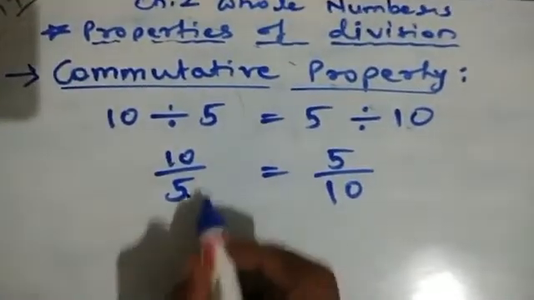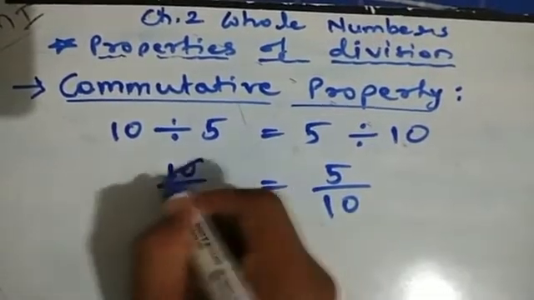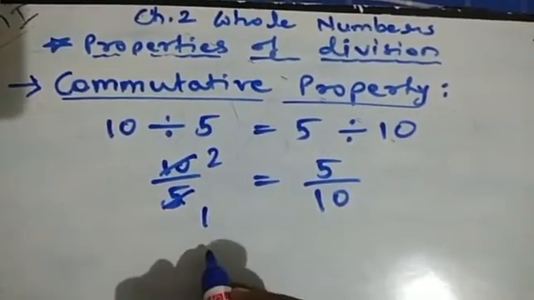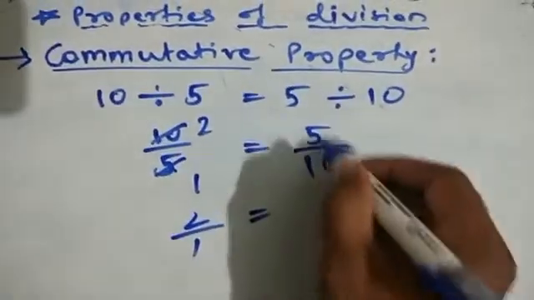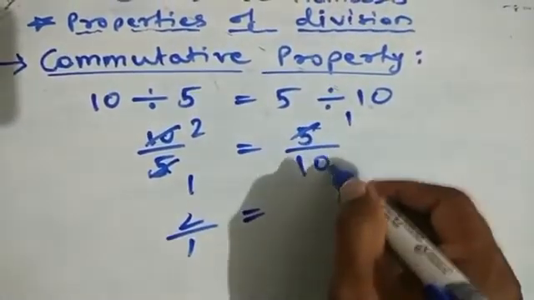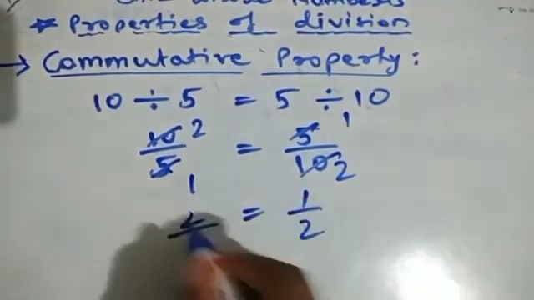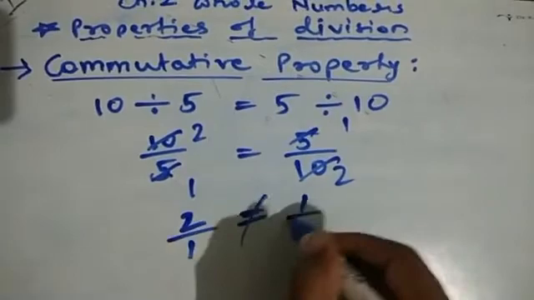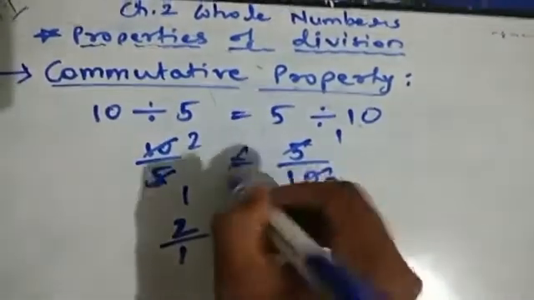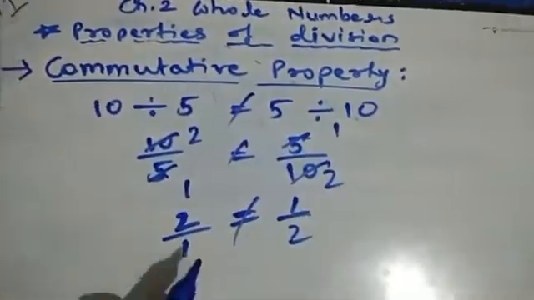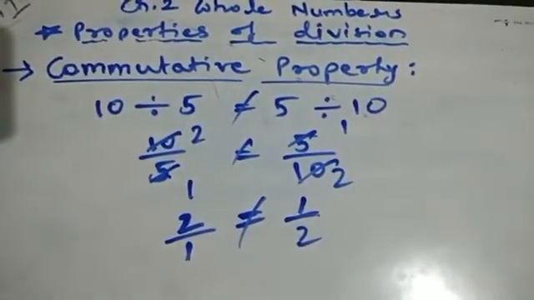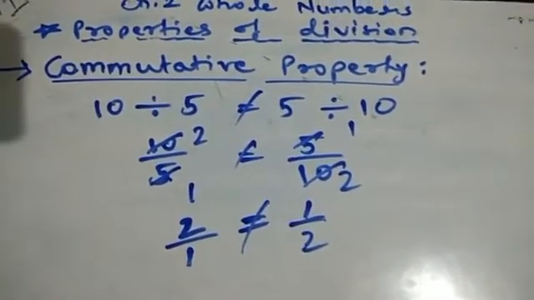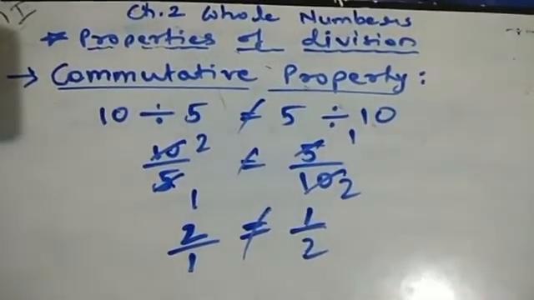Here see now, 5 1s are 5, 5 2s are 10. So we got 2 upon 1 here, correct? Now the other one: 5 1s are 5, 5 2s are 10. What answer did we get? 1 upon 2. And we know that 2 upon 1 is not equal to 1 upon 2. Yes or no? And that is why this is not equal, and therefore we can say division of whole numbers is not commutative. Division of whole numbers is not commutative.